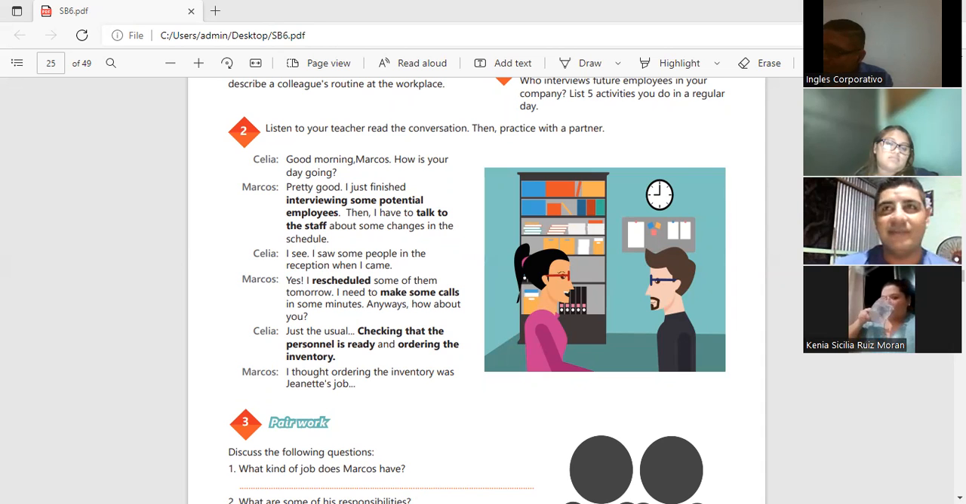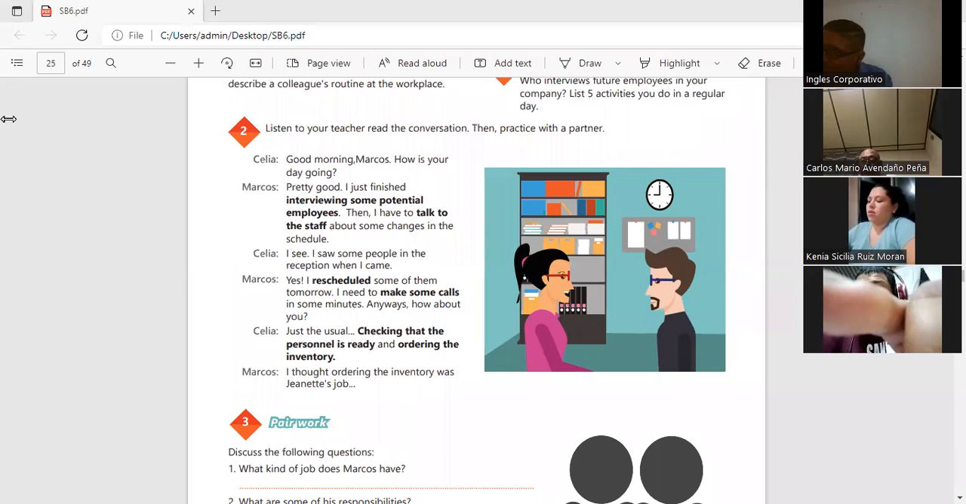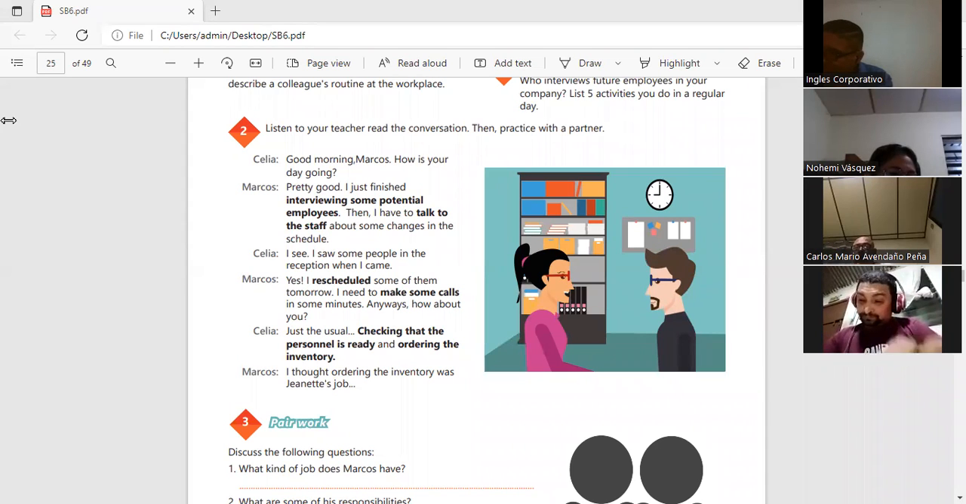Susana Jimenez. Jose Corea. Present. Good. Judy Cuellar. Present, teacher. Very good. Carlos Avendaño. Present. I got you. Elsa Merino. Present, teacher. Good. Noemi Vázquez. Present, teacher. Good. Lise de Paz, ya no está acá.